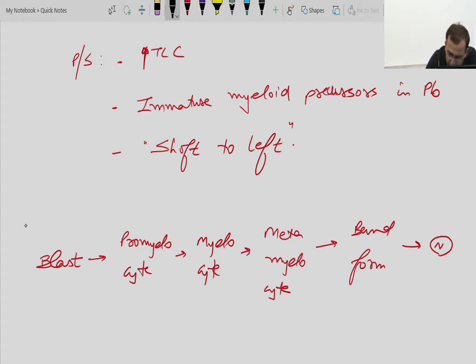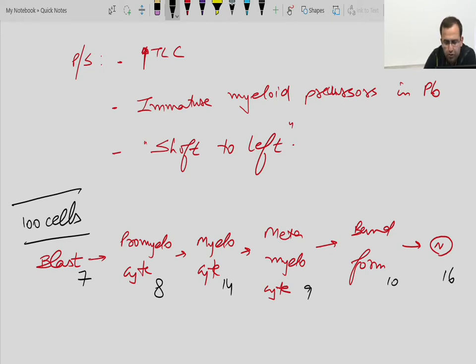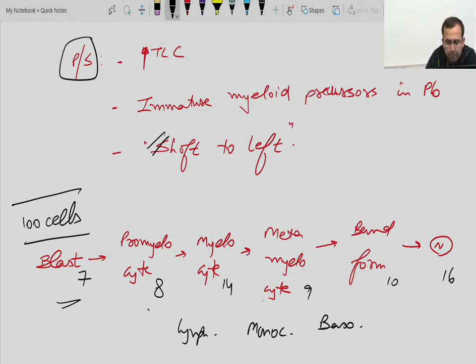So if I count 100 cells in a patient of CML, I will see everything. I will see 7 blasts, 8 promyelocytes, 14 myelocytes, 9 metamyelocytes, 10 band forms, 16 neutrophils, along with lymphocytes, monocytes and basophils. So presence of all the immature cells, that is blast, promyelo, myelo, metamyelo, is called shift to left. This is a basic point in CML. Next point, CML is also associated with basophilia. That is, basophils are increased in CML. This is the peripheral smear picture of CML with respect to leukocytes.